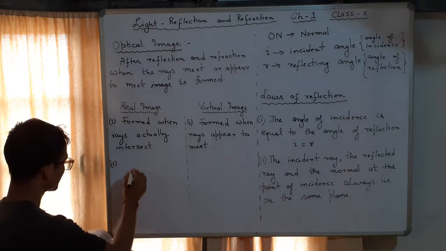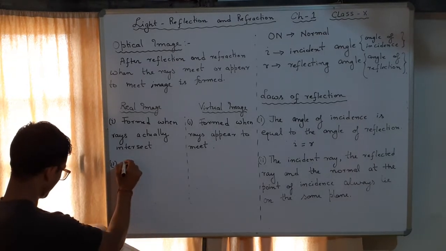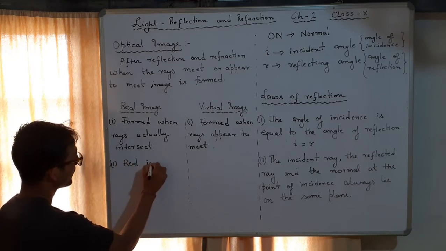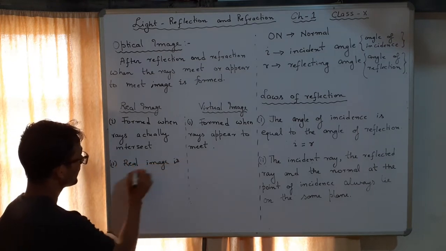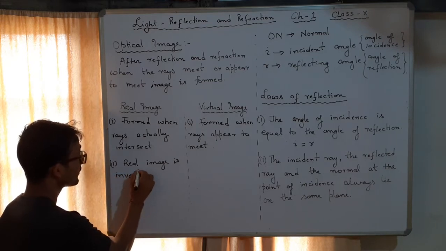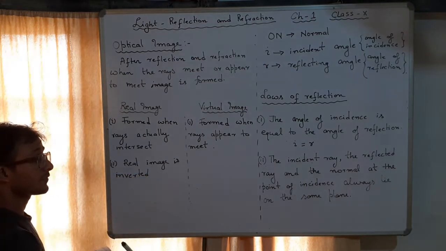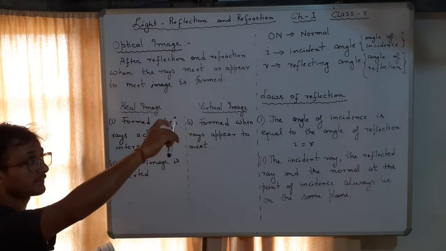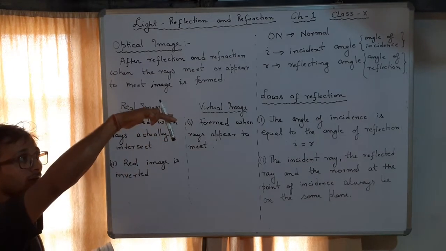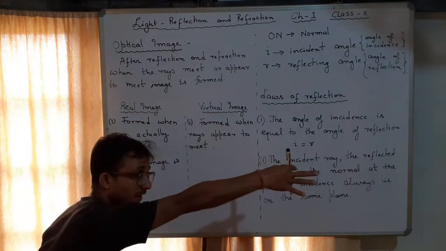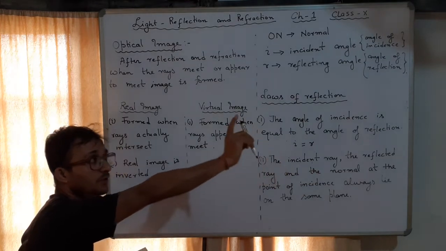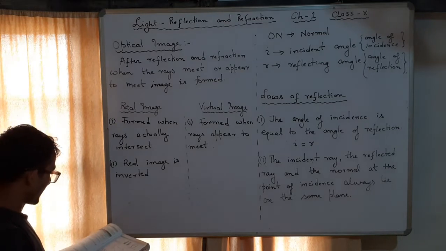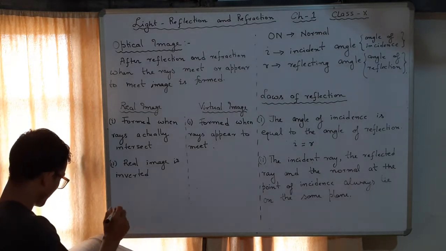Number 2. Real image is inverted. Very important. Real image is always inverted. Suppose I'm standing like this. This is my head. This is my leg. Then my image, if it is real, will look like this. The head will be down, the toe will be up. So this will be your real image characteristic, the property of real image.